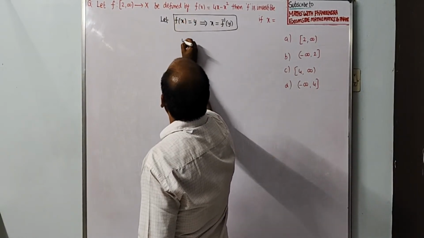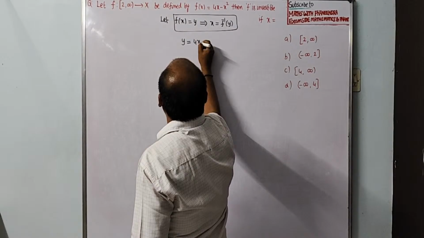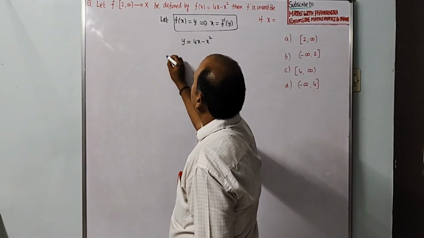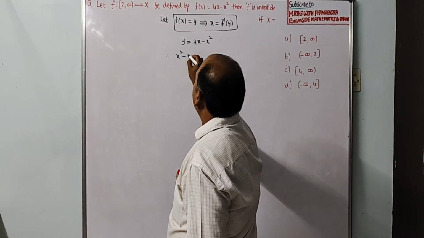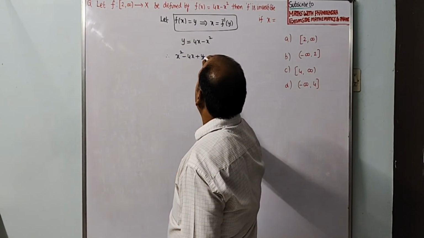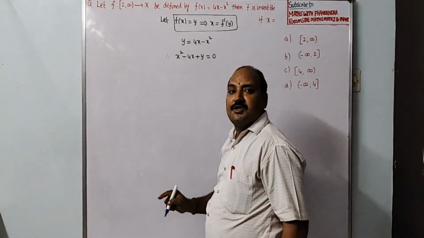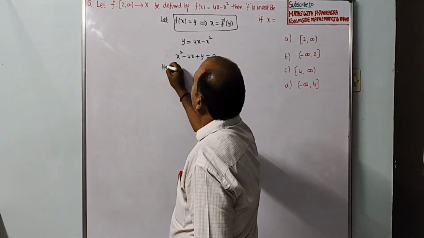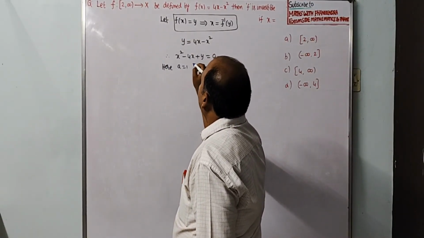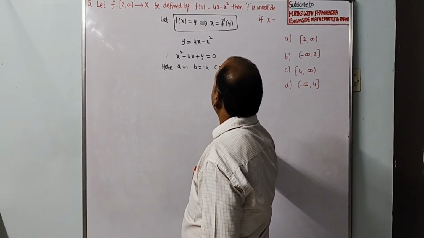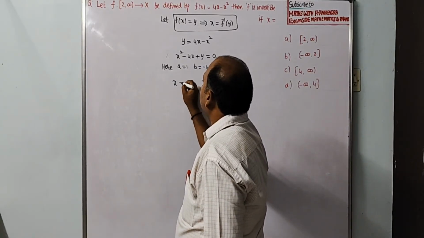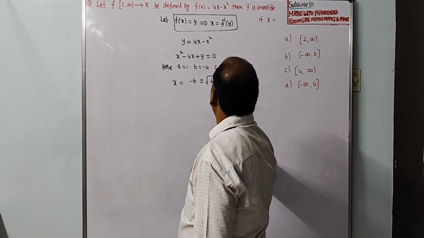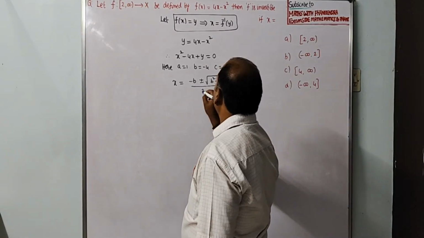f of x is equal to y equal to 4x minus x squared. So bring y to this side: x squared minus 4x plus y equal to 0. It is a quadratic equation in terms of x; we are writing x in terms of y. So here a equal to 1, b equal to minus 4, c equal to y, x equal to minus b plus or minus root of b squared minus 4ac by 2a.